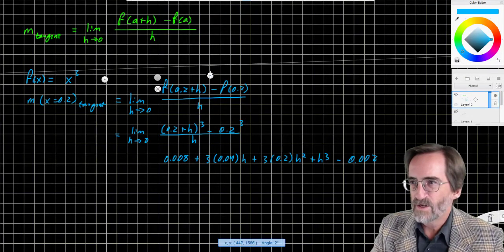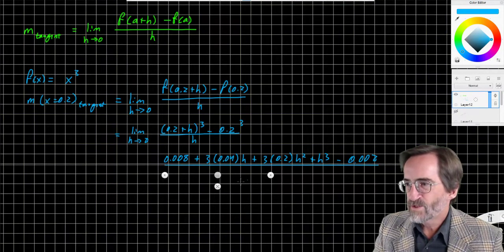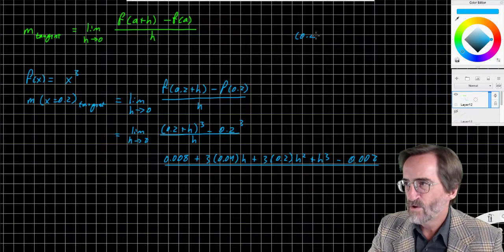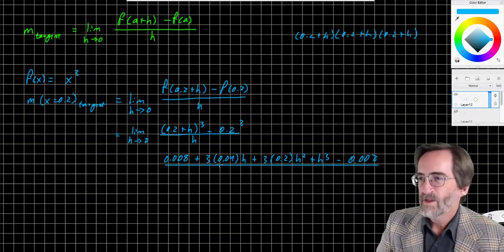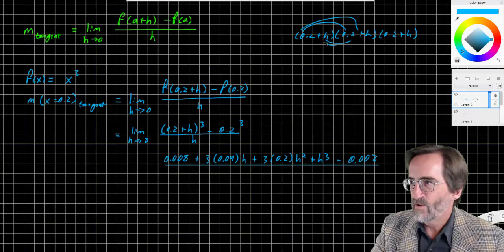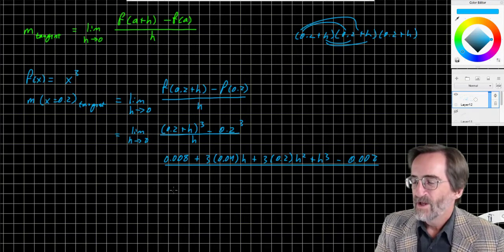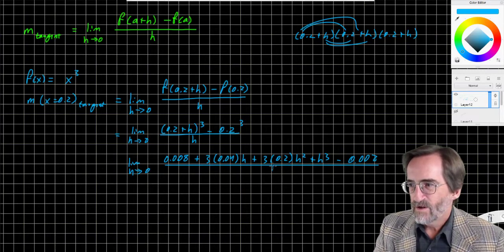That's a long straight line here, so let me get my line drawing tool. Whoa, right? By the way, that's the result of doing 0.2 plus h times 0.2 plus h times 0.2 plus h. I just used the binomial expansion a little bit. I know the coefficients are 1, 3, 3, and 1. But you can FOIL this out, and then FOIL that out, or distribute that out, and get the same answer. So the limit as h goes to 0 of all of that over h.